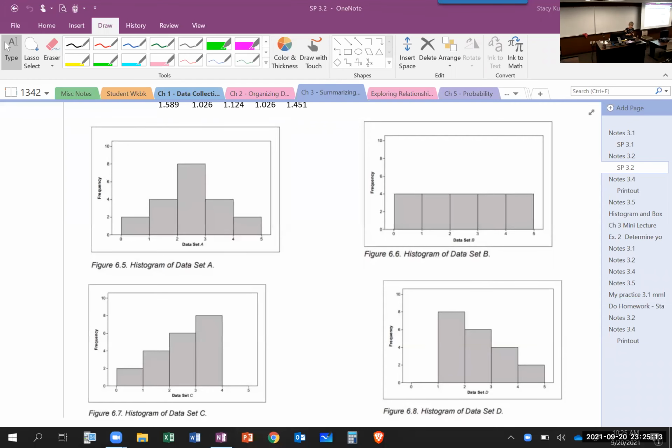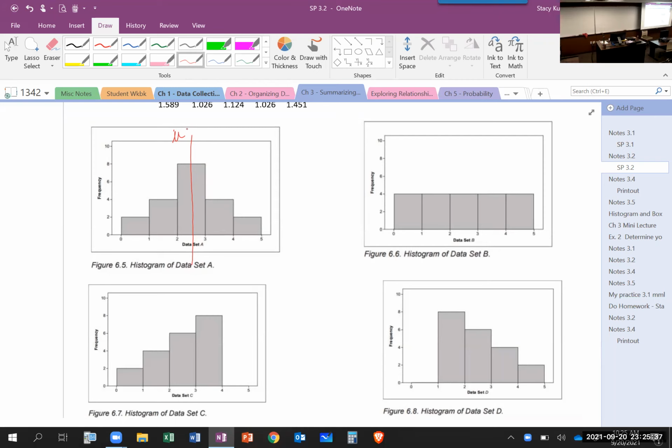Looking at set A, they told us in the beginning that all of these data sets had the same mean. So if I'm looking at the mean here, that's either mu or x bar. That image right there is representing the mean. Remember, the mean would be the middle, especially since it's symmetric.